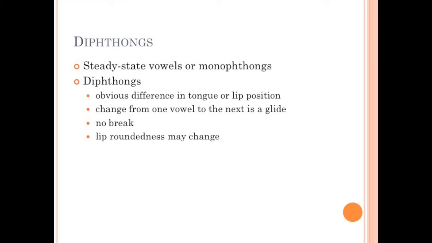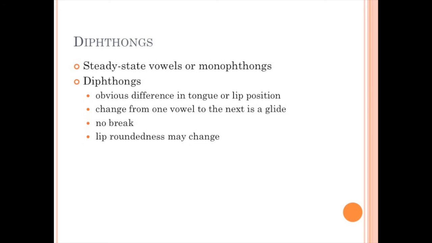Now, most vowels are steady-state vowels, or monophthongs. With these vowels, the position of the lips and the position of the tongue are held steady throughout, so they're steady state. With a diphthong, there must be an obvious difference in the tongue or lip positions during the production of the vowel. So from the beginning of the production of the vowel to the end, the lips and/or the tongue need to have changed in position.